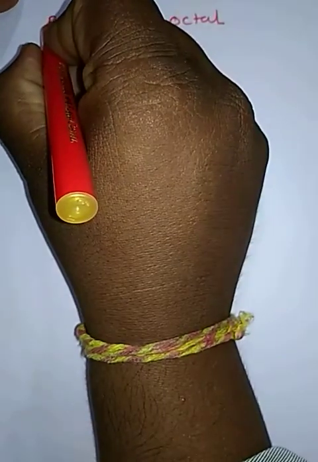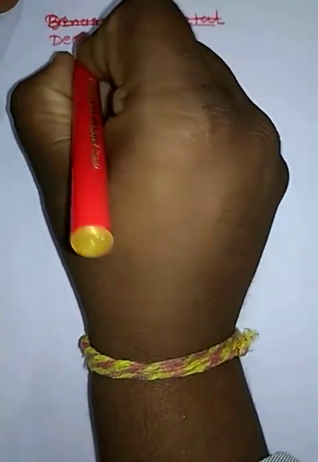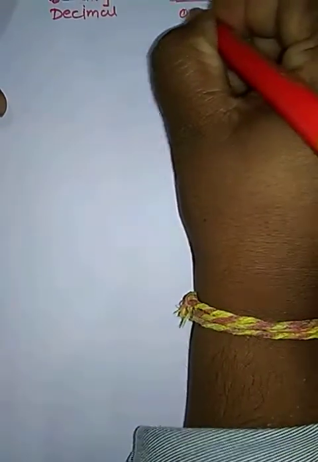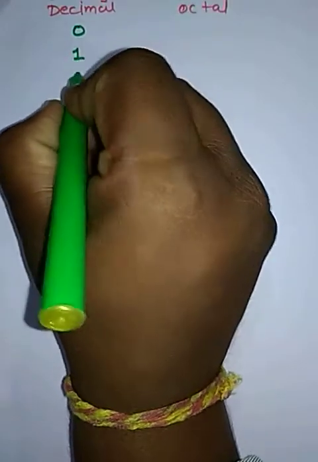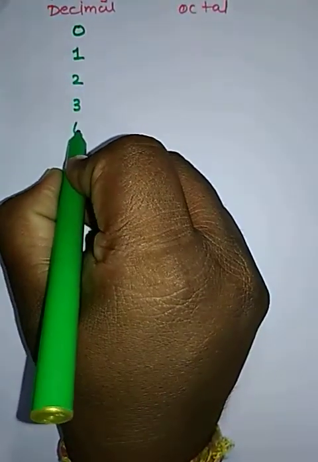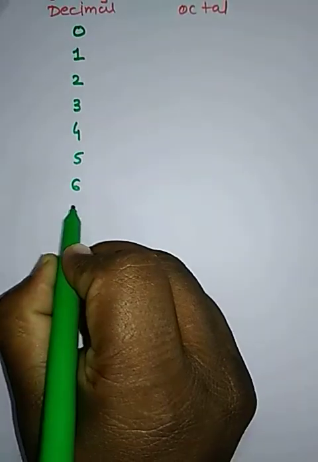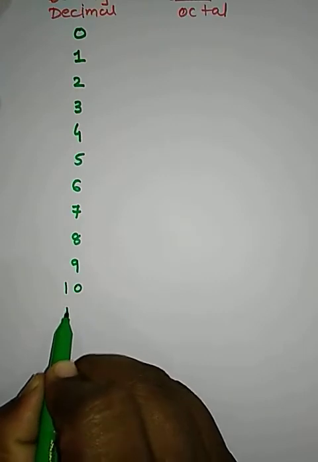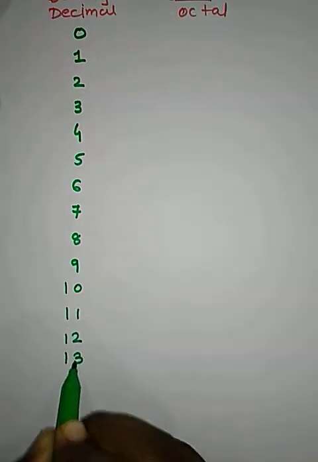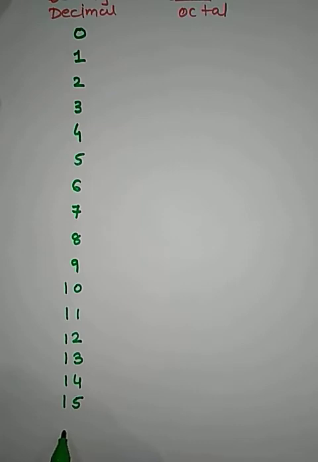Okay, this is the decimal and this is the octal number. The decimal numbers we have to write here are 0, 1, 2, 3, 4, 5, 6, 7, 8, 9, 10, 11, 12, 13, 14, 15 and 16.